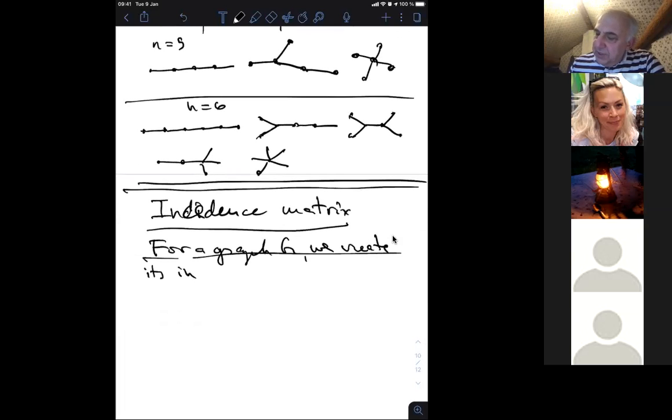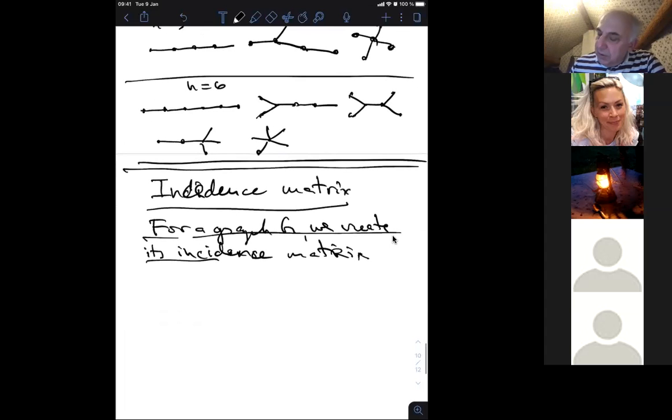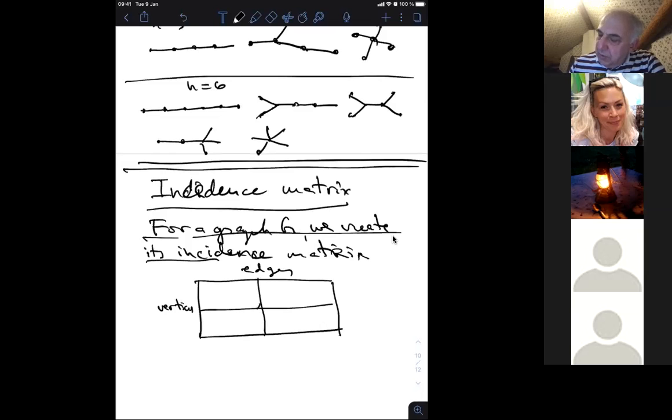So for a given graph G, we create its incidence matrix. This is a typical non-square matrix. Its rows are labeled by vertices, and the columns are labeled by edges. And again, if a vertex is adjacent to a given edge, we put a 1 here.